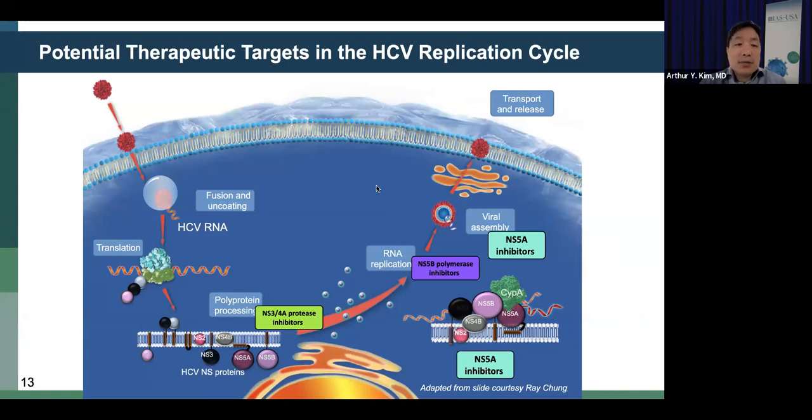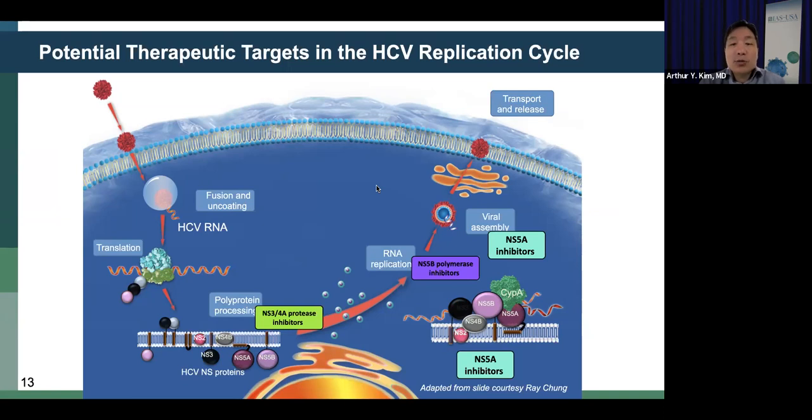Sometimes when we're counseling patients, they say, oh, my antibody's still positive. That means I still have it. It's important in my counseling to emphasize the difference between the RNA test, which indicates active infection, versus the antibody. But then we can target protease and viral polymerase, as well as a protein known as NS5A, involved in the assembly and release of the virus.